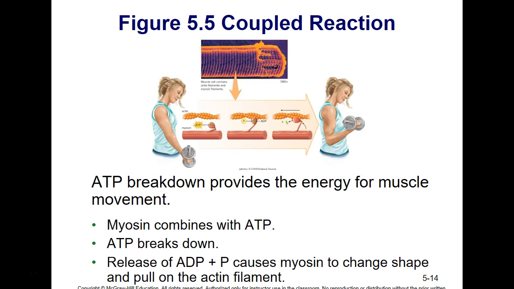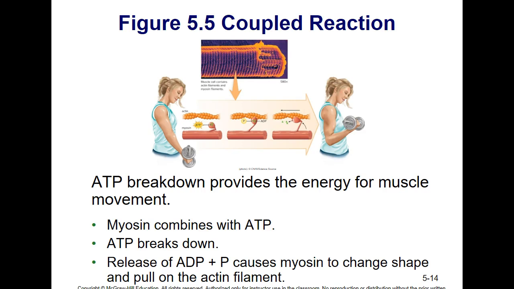So here, this is a really good example of a coupling reaction that's needed for your muscles to contract. So if you look at figure 5.5, it shows how ATP, if you look at the lady lifting the dumbbells, you have 2 proteins that are responsible for your muscles contracting, actin and myosin. ATP, of course, is bound to the myosin head. Okay, so ATP is going to be broken down.